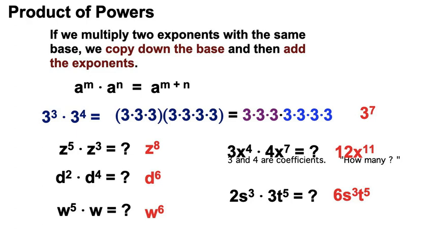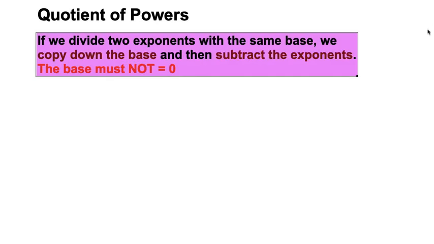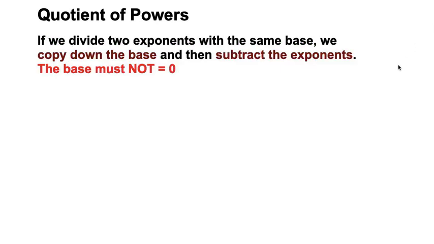Nice. All right, well there's product of powers. How easy is that? Let's move on to quotient of powers. If we can multiply, I guess we can probably divide. Can we do this? Okay, we divide two exponents with the same base. We copy down the base and we subtract the exponents. Or, as we like to write in our abstract form, a to the m power divided by a to the n is a to the m minus n.